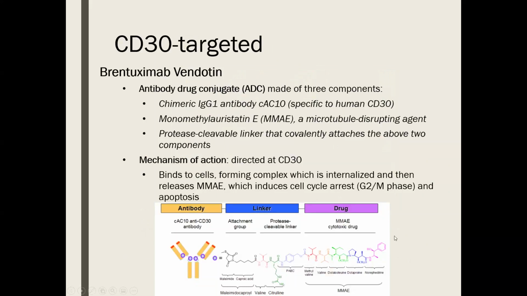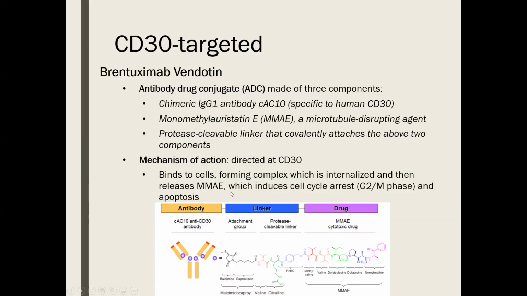Now we'll move on to some one-off targeted products, which is the vast majority of our MAB discussion today. Brentuximab vedotin is an antibody-drug conjugate against CD30. This is classically a microtubule-disrupting agent, MMAE, with a linker to an IgG1 antibody that targets CD30.